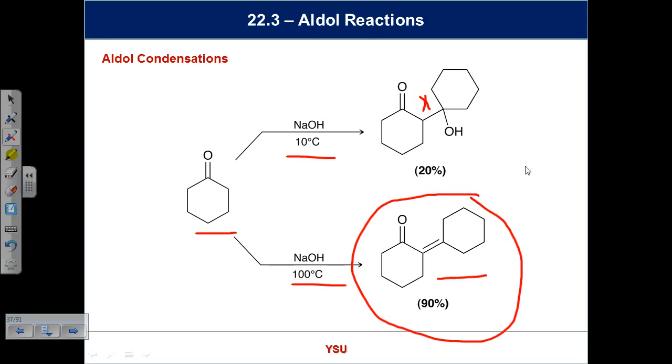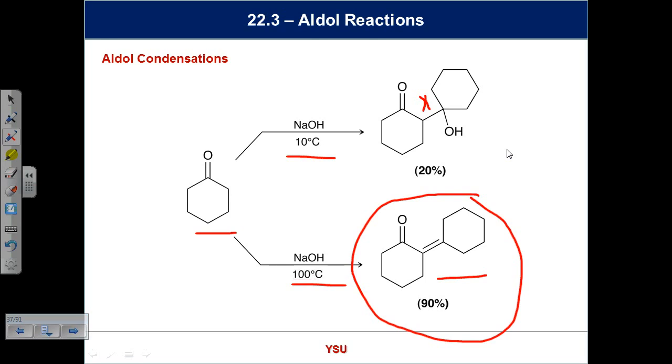And you couple these two pieces together, you've made an alpha-beta unsaturated ketone, and you've played the game in terms of Le Chatelier. You've heated it up so that you force this reaction to go to the alkene, and you get rid of the byproduct, water, by distilling it away. You play Le Chatelier's game, and you make this work for you. So it's all in there.